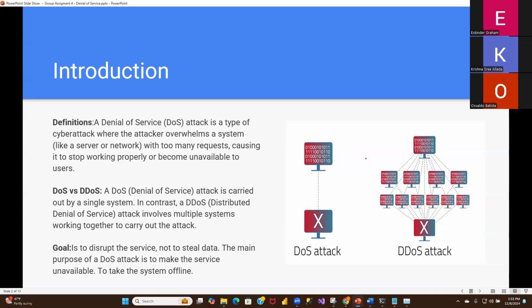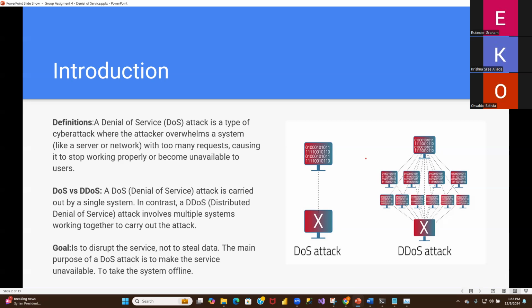It's also important to differentiate DoS and DDoS. DoS, as you can see in the picture, is only one system doing the attack. And DDoS is a more sophisticated type of attack. It involves a group of systems coordinating and performing the attack.